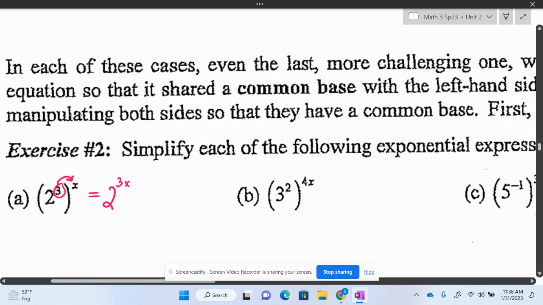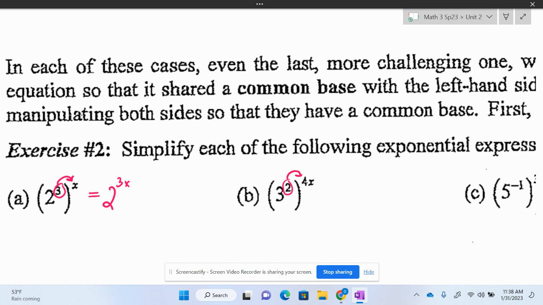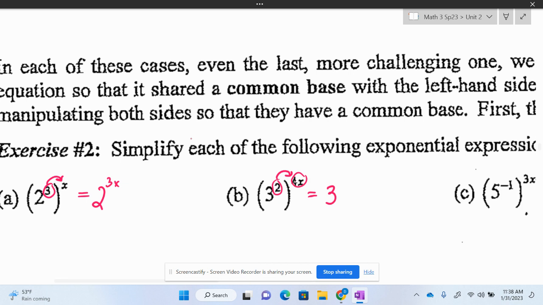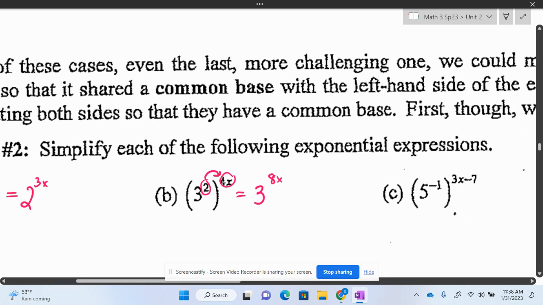Okay. So I have 3 squared raised to the power of 4x. So I have to take these two exponents and multiply them together. So this becomes 3 to the 8x power. Good job, you guys.